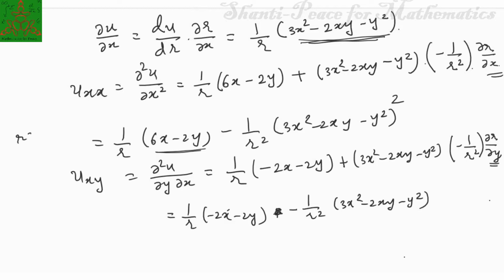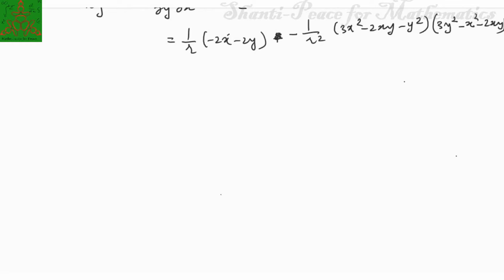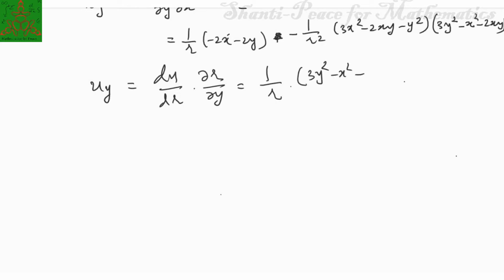We have r = x cube plus y cube minus x square y minus xy square. So the derivative of this with respect to y will give you 3y square minus x square minus 2xy. And finally we have uyy to compute. So I need to calculate du by dr into del r by del y, and du by dr is 1 upon r. Del r by del y we already calculated, that is 3y square minus x square minus 2xy.